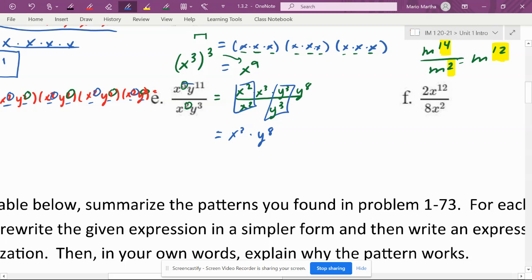So again, think about what's happening to the exponents, right? What happens to the 5 and the 2 to get to the 3 right there? And again, it has to be dividing.